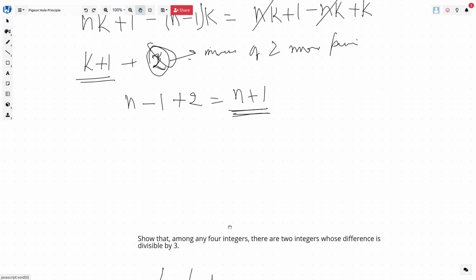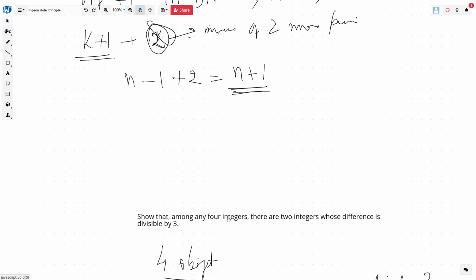Now let's take a few examples of the pigeonhole principle so that we understand it better. We have a question: among any 4 integers there are 2 integers whose difference is divisible by 3. It could be any 4 integers like 1, 9, 57, 28, whatever you choose, and there will be at least 2 integers whose difference will be divisible by 3. Now how are we going to prove that?